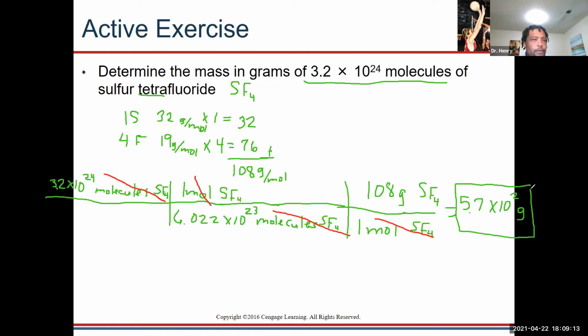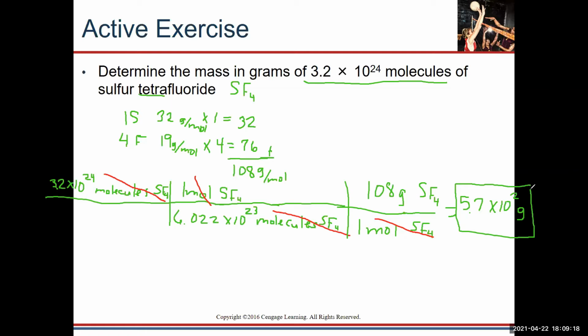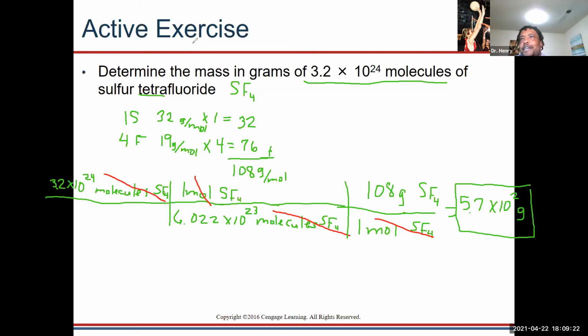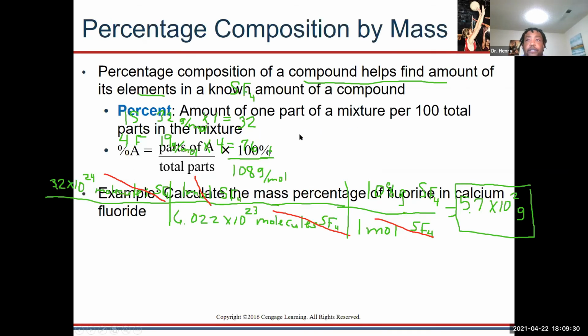So are you starting to feel like chemists yet? Bad ones, but yeah. No, you're going to be good ones after I'm done. Come on, we're not done yet. We're getting you there. Okay, so let's get to the next question. Any questions on this?